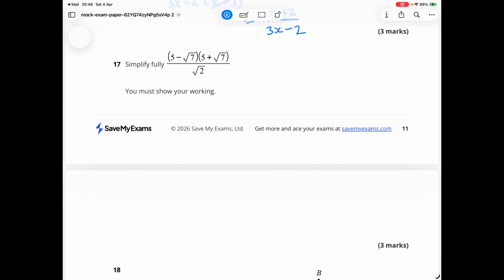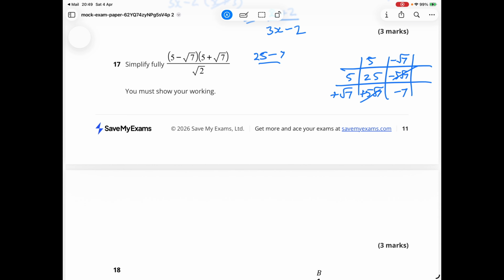Hello, this says simplify fully, and it's 5 minus root 7 and 5 plus root 7. So that gives us, I wouldn't always do this, but 25, and it would be minus 5 root 7 and plus 5 root 7, which actually cancel, and then root 7 times minus root 7 equals minus 7, so on the top you're going to get 25 minus 7 over root 2, which equals 18 over root 2.